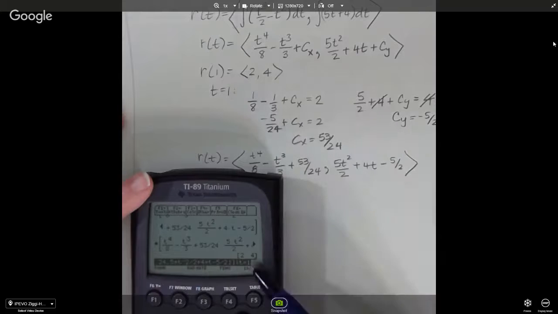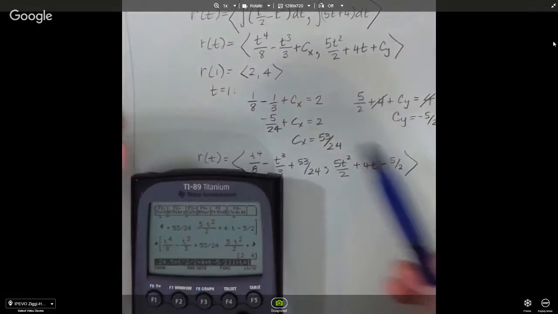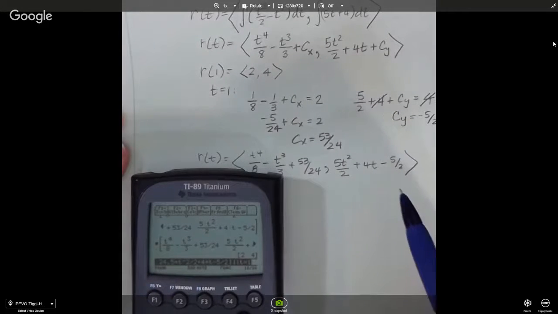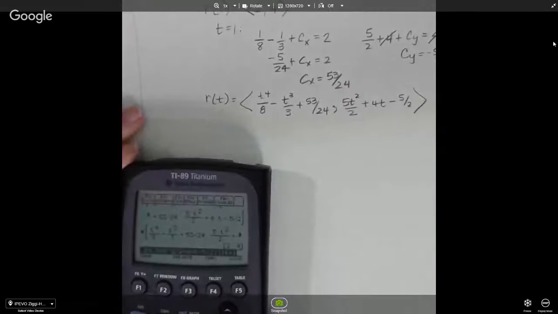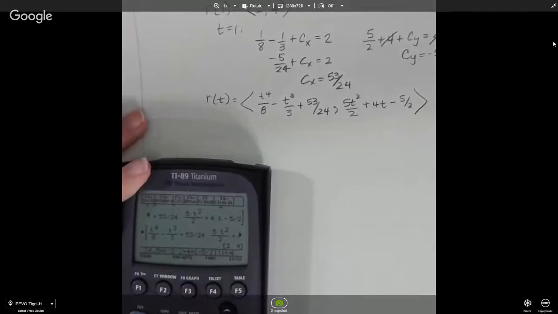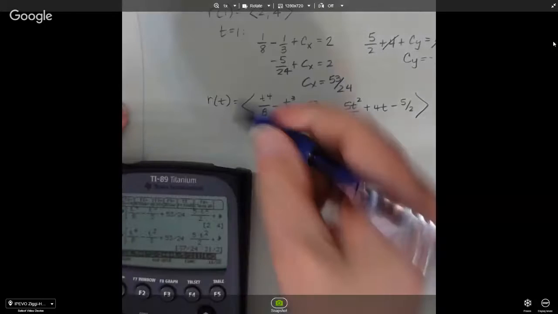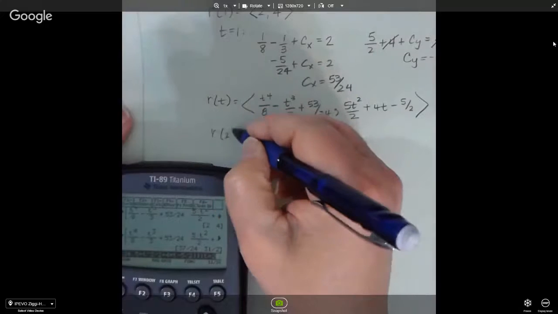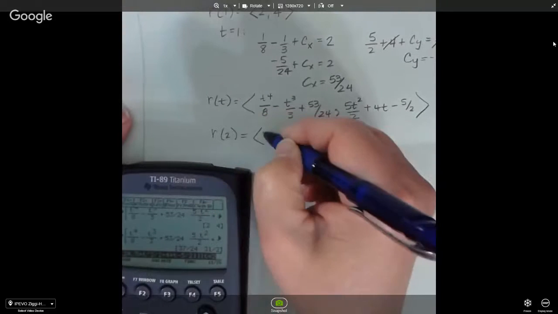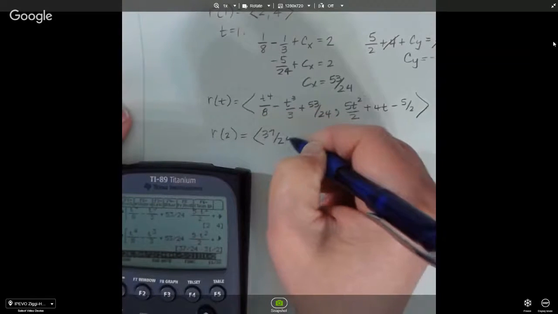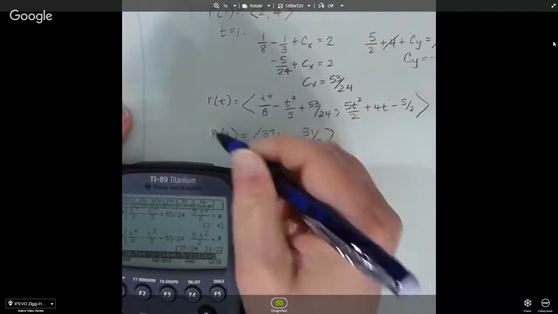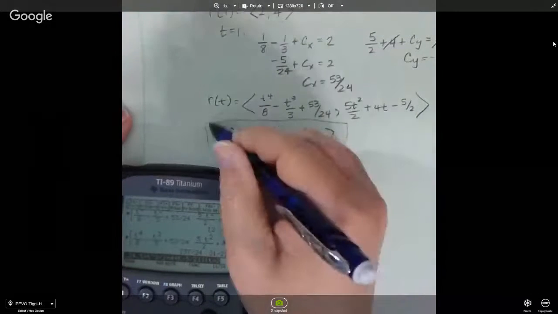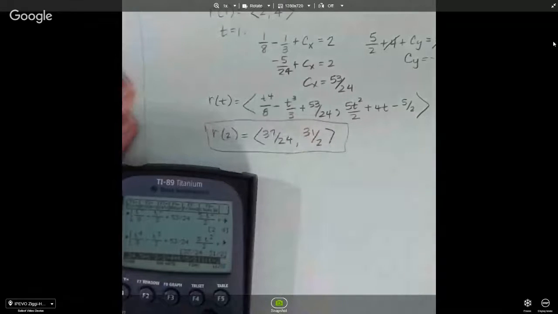It puts us at 2, 4, which is what we needed it to be. So this is my position function now. So we found r of t. Okay, that's great. And I'm going to evaluate that at t equals 2 while I'm sitting here. At t equals 2, we're at the position 37 over 24 and 31 over 2. So we're at that position. This position vector is pointing at that position.